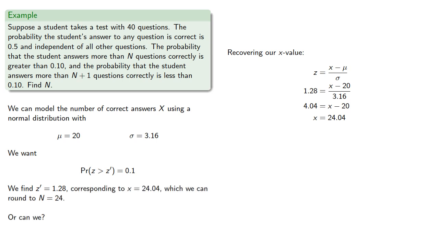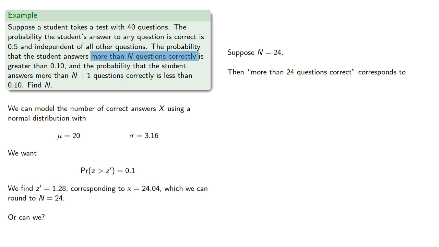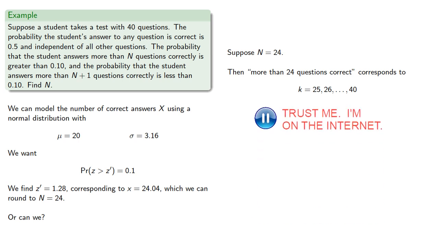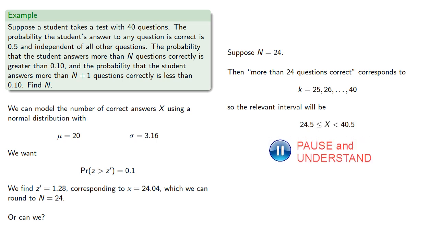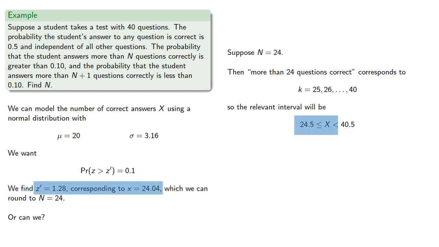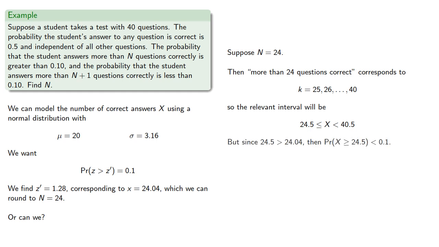Or can we? Well, let's think about that. Suppose n equals 24. Then more than 24 questions correct corresponds to the number of successes being 25, 26, and so on. And so our relevant interval will be, and the important thing here is 24.5 is greater than our boundary value 24.04, and so our probability of x greater than or equal to 24.5 is actually going to be less than 0.1, which we don't want.